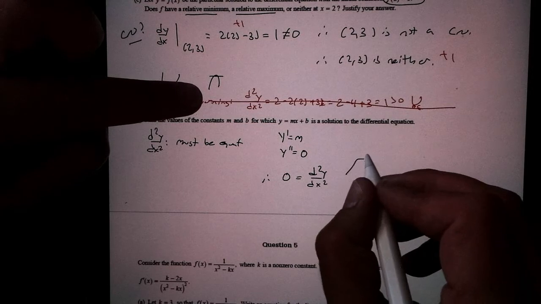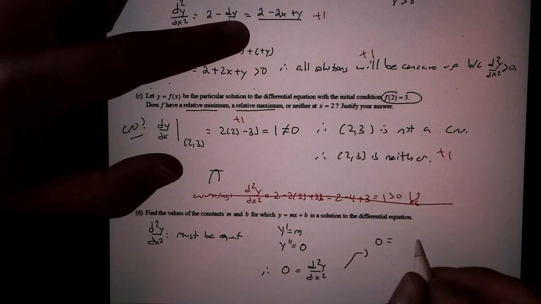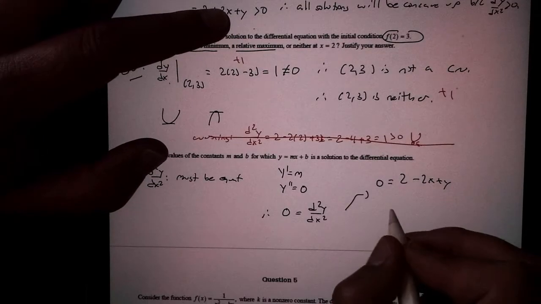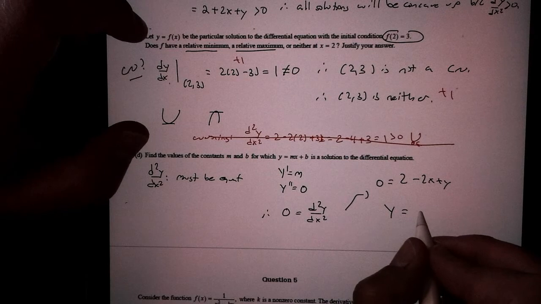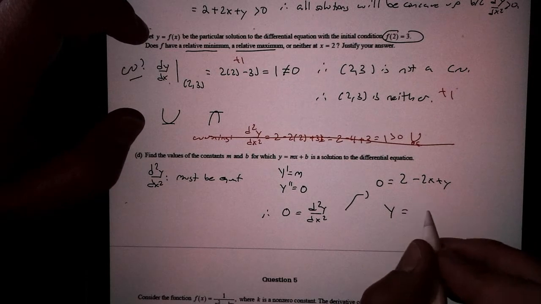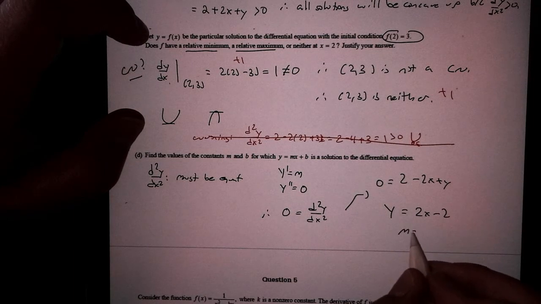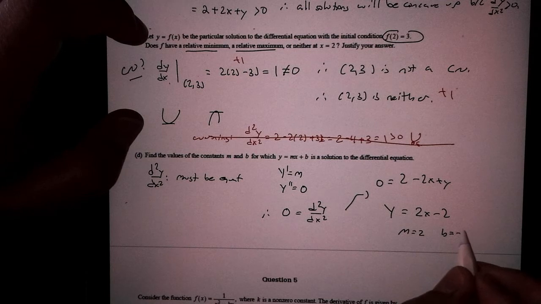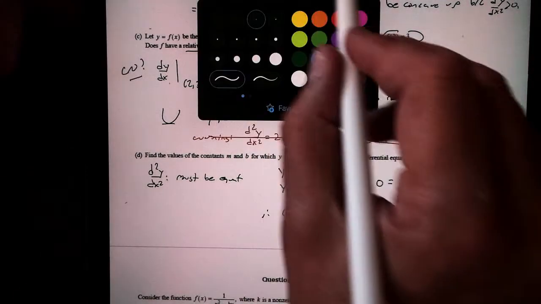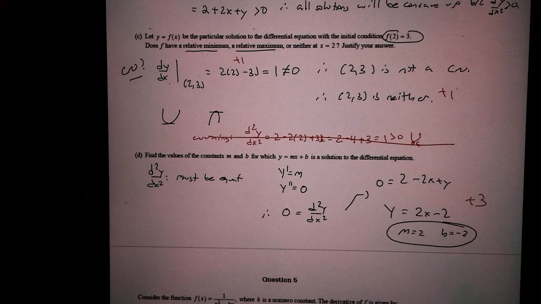So therefore, I can now say 0 equals, with part B, we said this was 2 minus 2x plus y, and if I solve for y, we're going to get y equals 2x minus 2. So what's m? 2. What's b? Negative 2. And there we go. How many points would this be worth? This is worth 3 points.